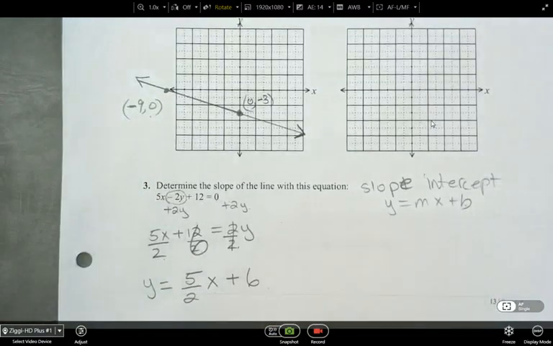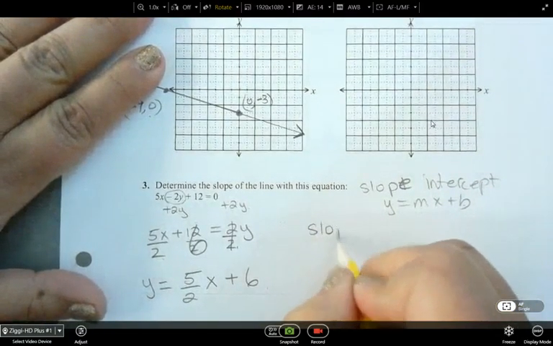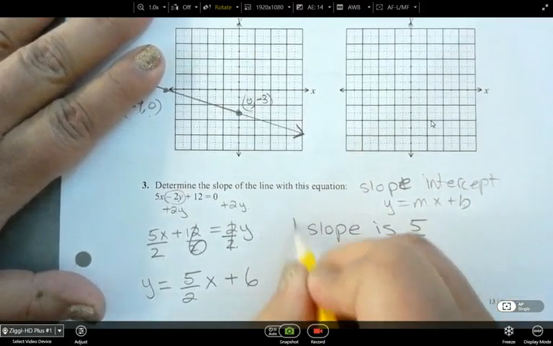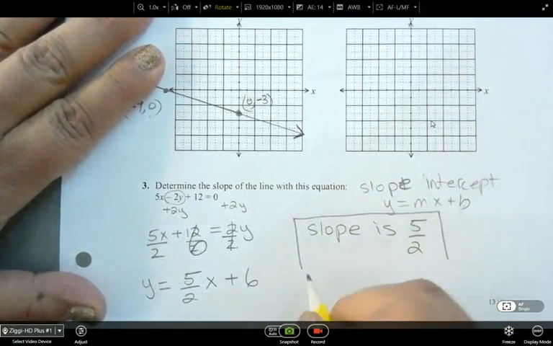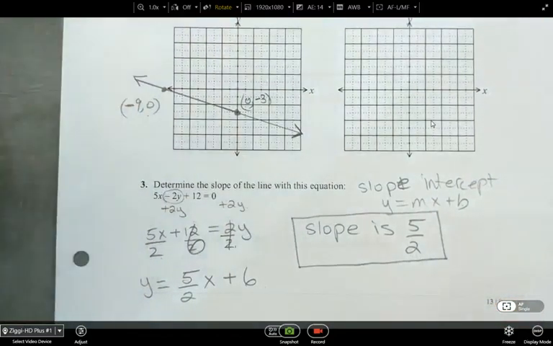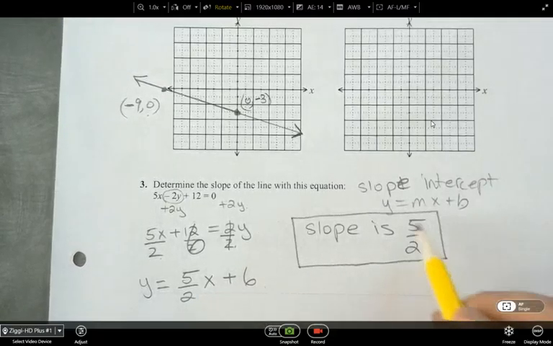Okay, so what can you tell me is my slope? Slope is 5 over 2. Now, I want to make sure that you note that I'm only writing the coefficient in front of the x term, okay? The variable x is not part of the slope. That's part of the equation that lets you know that that's the rate of change, okay? So just the 5 over 2 is your slope.